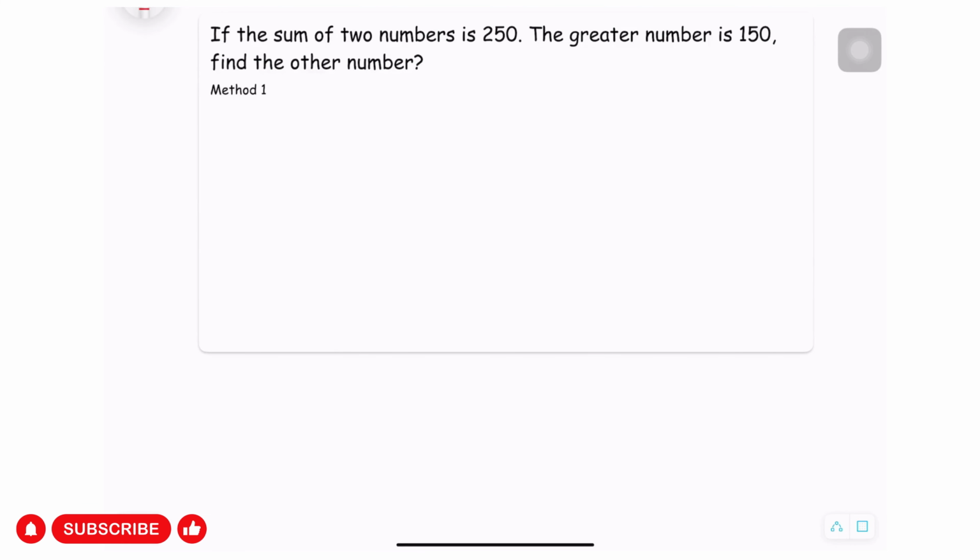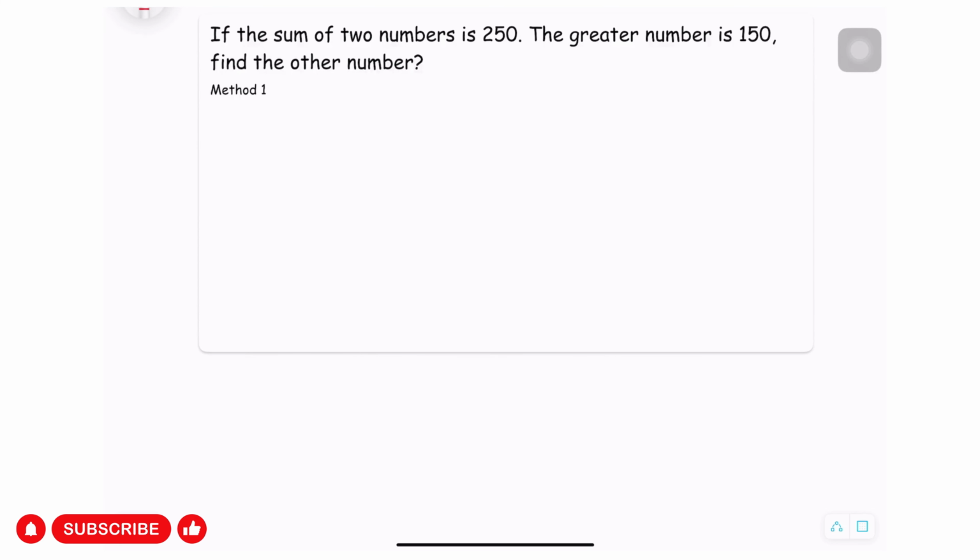Hello kids. So today I am going to give you three easy techniques to solve this type of question. The question is, if the sum of two numbers is 250, the greater number is 150, find the other number. Now in place of sum it could be difference, but rest of the things will be same. So let's get started.